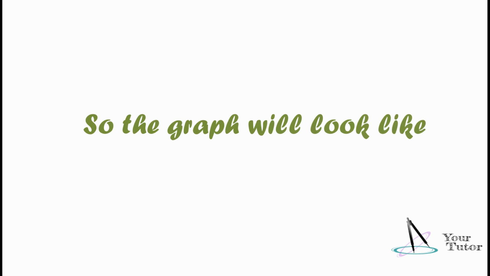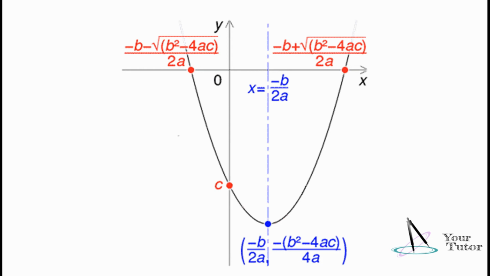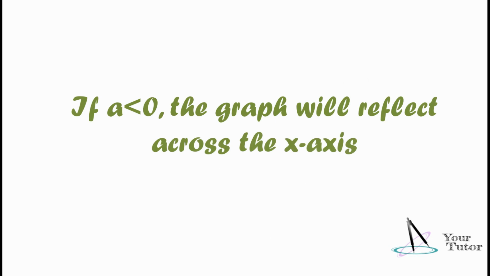The graph will be like this. All the data have been marked here. If a is less than 0, the graph will reflect across the x-axis.